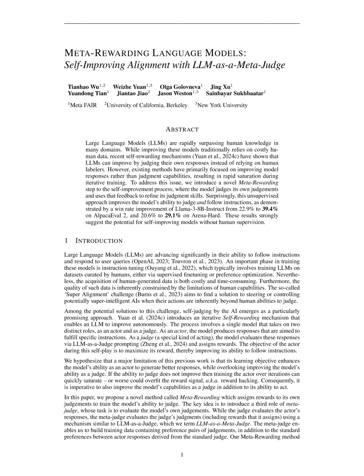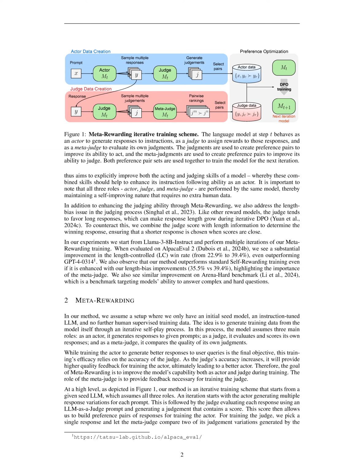The meta-rewarding method aims to solve the problem of enhancing the judging capabilities of large language models, LLMs, during instruction tuning, which is crucial for improving their ability to follow instructions effectively. This method introduces a third role, the Meta-Judge, which evaluates the judgments made by the judge, thereby creating preference pairs of judgments that can be used for training.